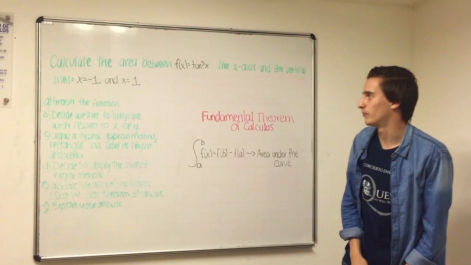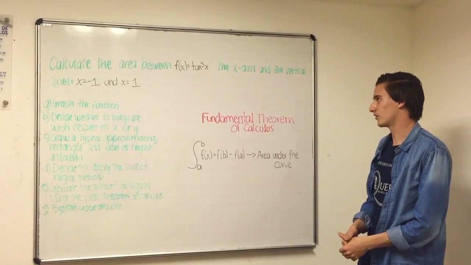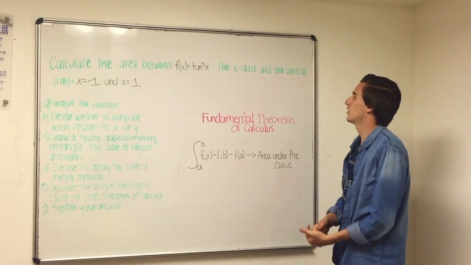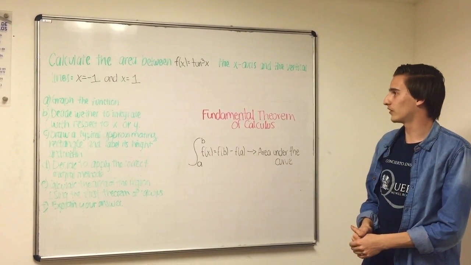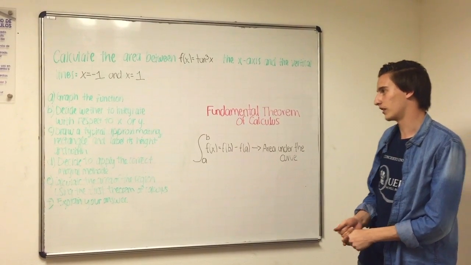We need to solve this problem. We have to calculate the area between f of x, tangent cubed of x, the x-axis and the vertical lines, which are from x equals -1 to x equals 1.